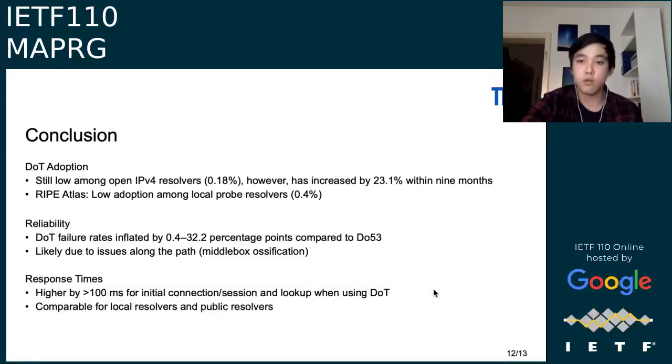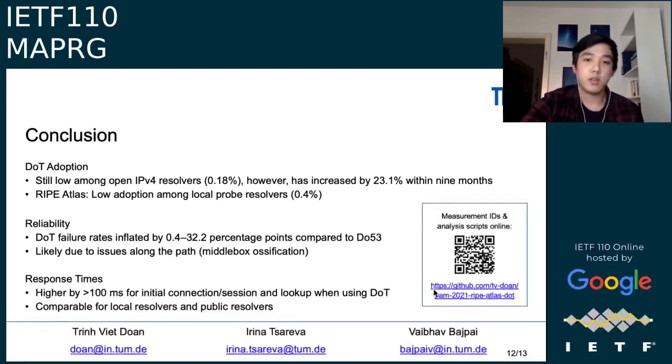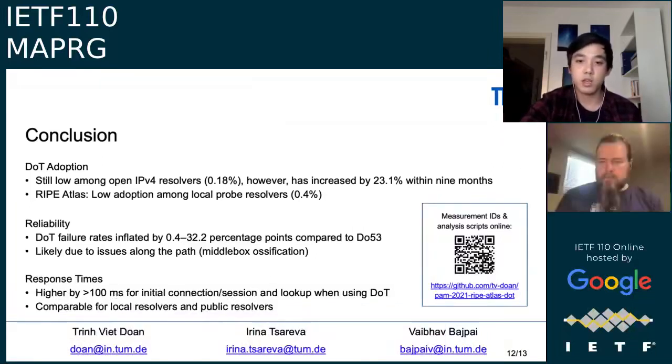to the connection and session overhead, as I just mentioned, although the response times for public and local resolvers are somewhat comparable. And yeah, finally, all the measurement-related material is online on our GitHub repository, and also the paper with more details. And if you have any questions, you can feel free to send us an email, and I'm also happy to take questions right now if there are any.